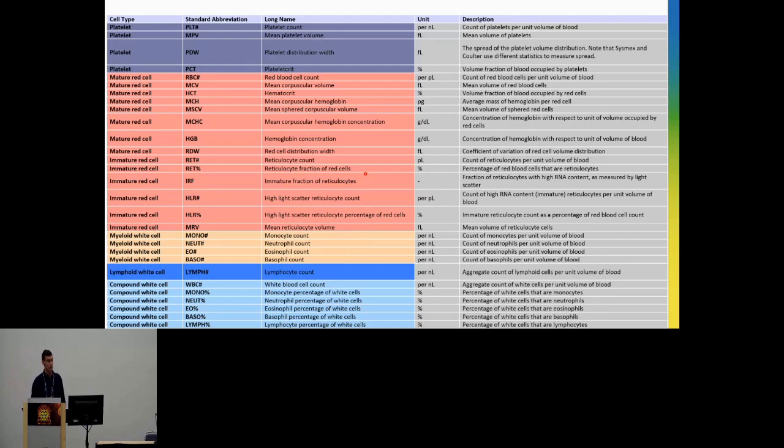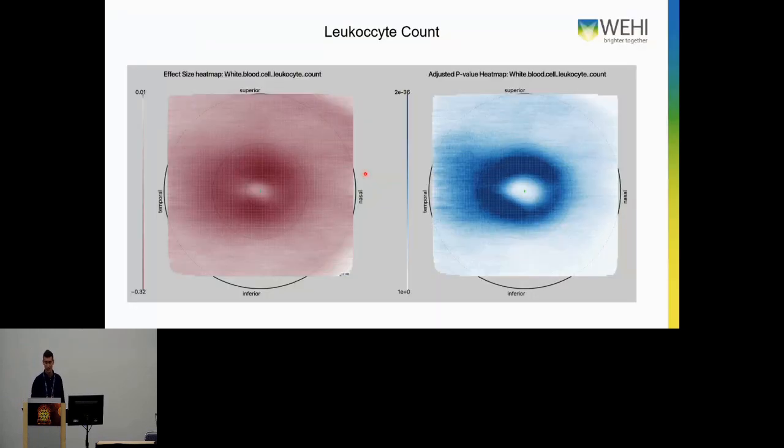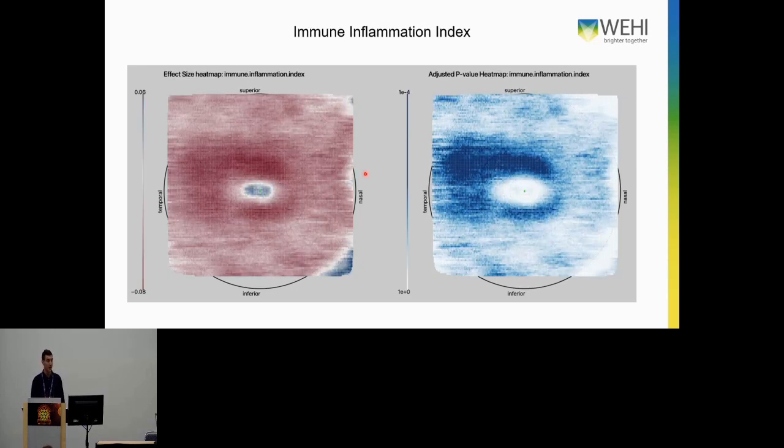UK Biobank makes available all these blood traits measuring different things. For example, when you look at blood traits that might relate to immune response, like leukocytes or neutrophils, we can see that even neutrophil count has an effect on retinal thickness that is quite localized in those particular shapes. Or even when we combine them together and create composite scores like the immune inflammation index, you can see that even a high immune inflammation index is connected with a thinner retina, and again, with a particular spatial pattern.